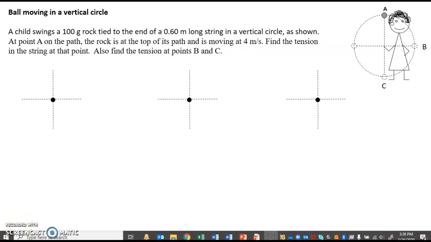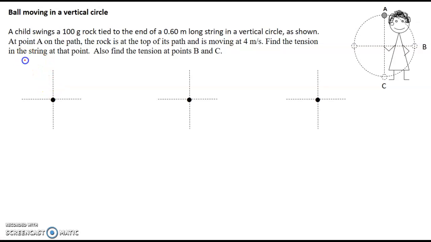In this video, I'm going to analyze a ball being swung in a vertical circle, as you can see in the picture. And we're going to look at that ball at three different locations, A, B, and C. So the top, the middle, like the 3 o'clock position, and the bottom of the circle. And we're going to draw a free body diagram at each of those locations.